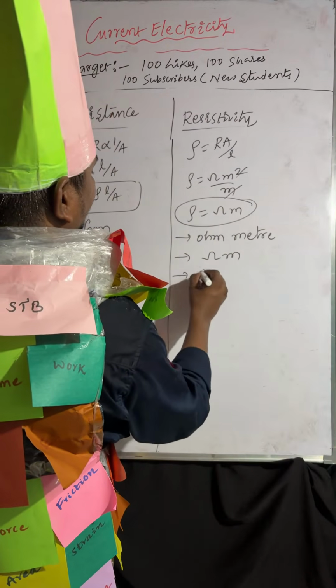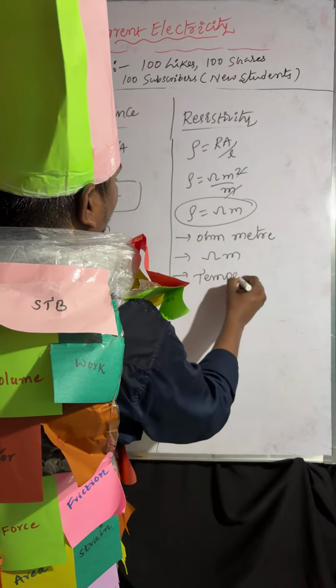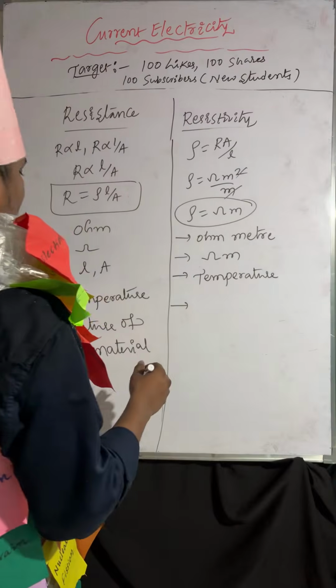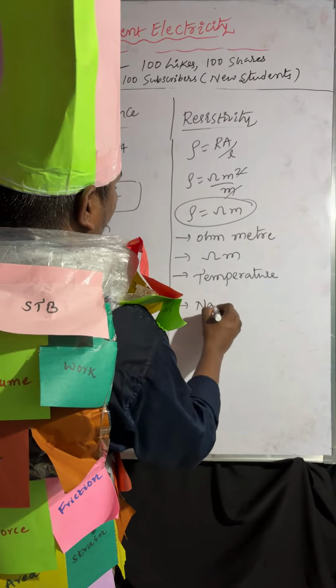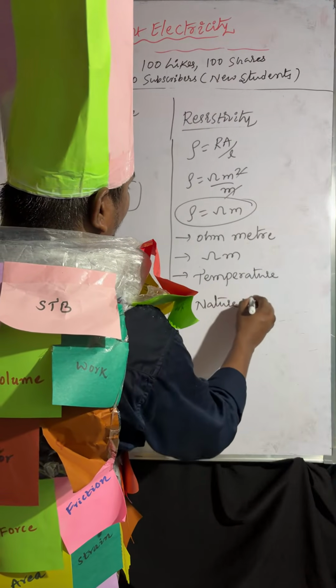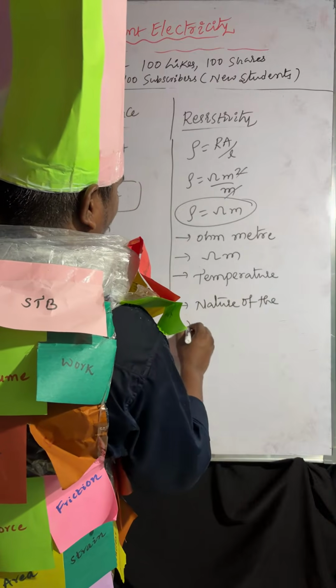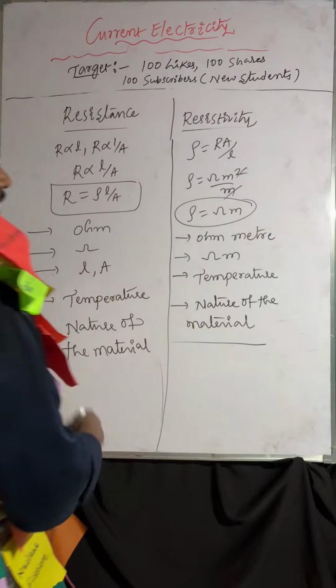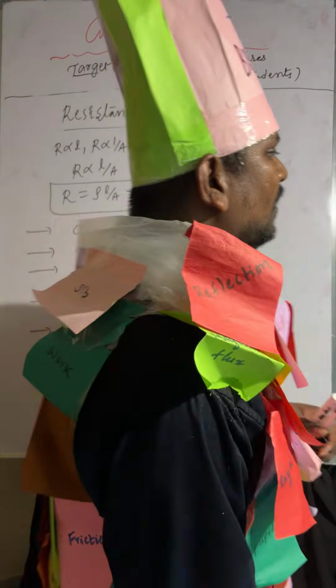So resistivity depends on temperature. Next, resistivity depends on the nature of the material. Understood or not?